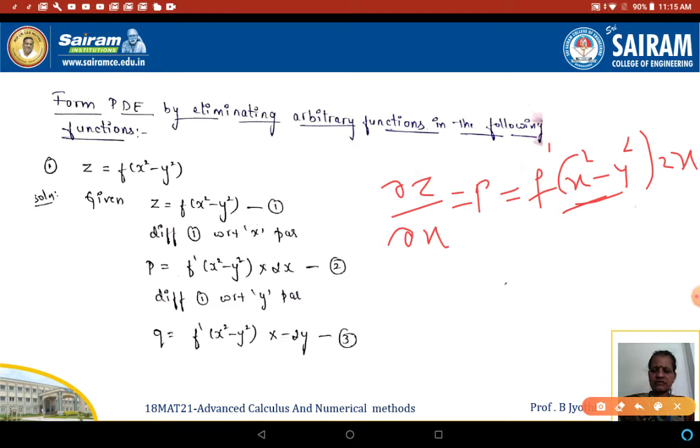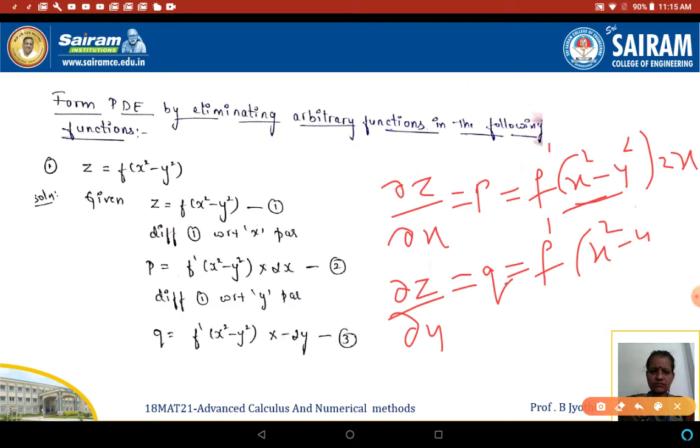If you differentiate with respect to y, then we get dou z by dou y, which is equal to q, times f dash of x square minus y square, multiplied with minus 2y, because the derivative of this will be minus 2y. This is how it has to be differentiated. Now we have the values of p and q: f dash of this into 2x, and f dash of x square minus y square into minus 2y.